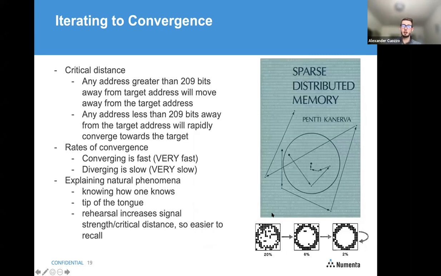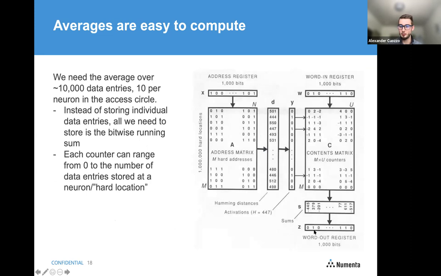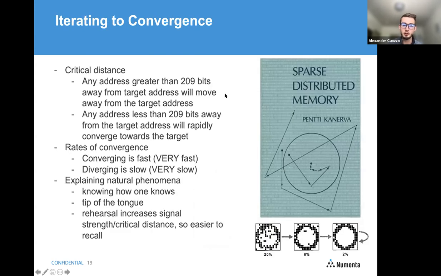Okay, so this gets back to the front page of the book, and that's that this memory is not actually just a one-shot memory. You don't put in an image and then recover the image immediately. Instead, it's a dynamical system in which you continuously keep reading and iterating on your memory. So notice that the output space is the same 1,000 bits as the address register. So you put something in, it goes through this process, comes out on the other side, and then you plug that back in. So what will that do for you?